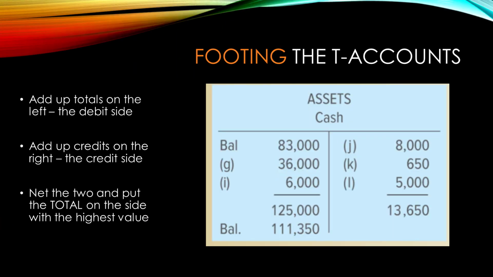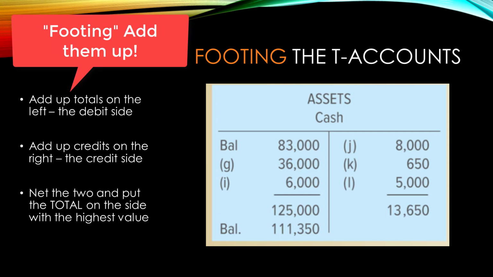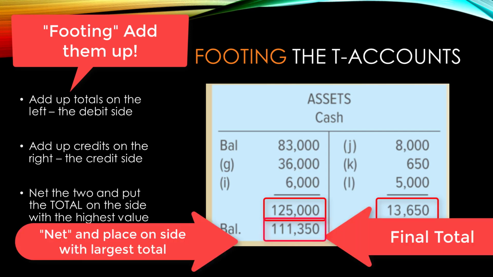Once you have multiple transactions posted to your T accounts, we need to remember how to foot them. So add up both sides of the T accounts and write down the total. In this summarized cash account, the debits total $125,000, the credits total $13,650. The next step is to net them together and write the total on the side that has the larger total.